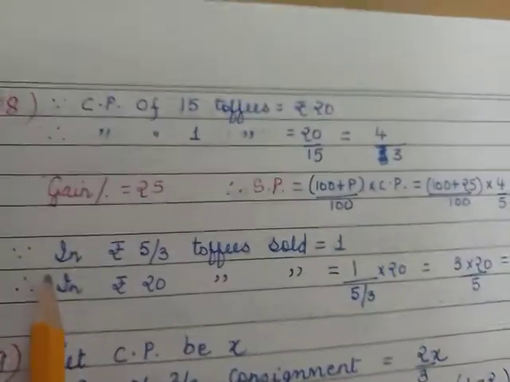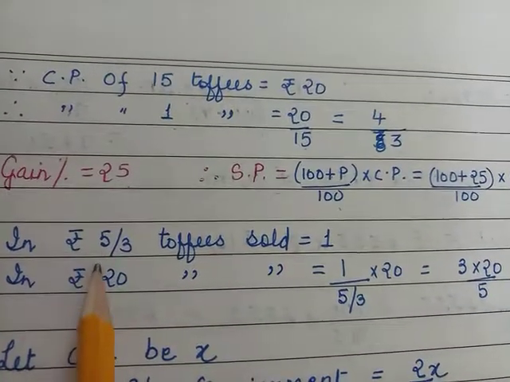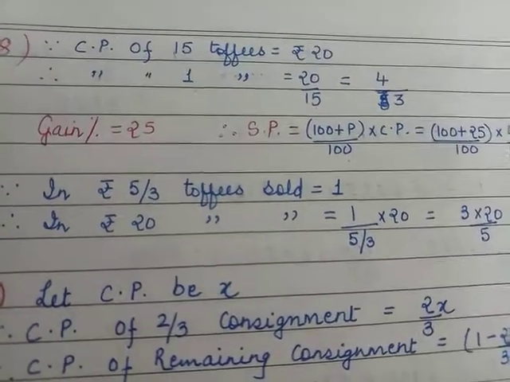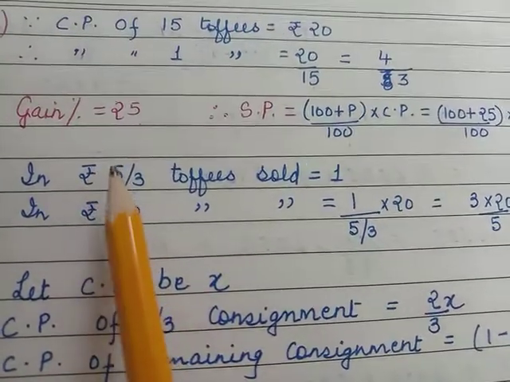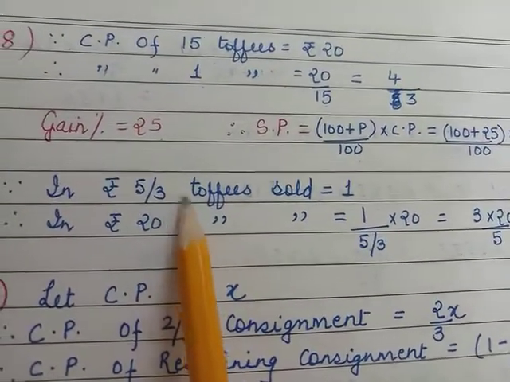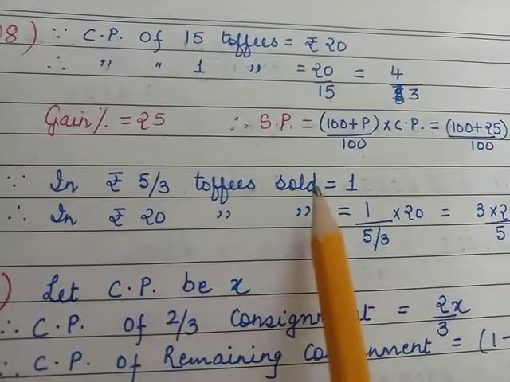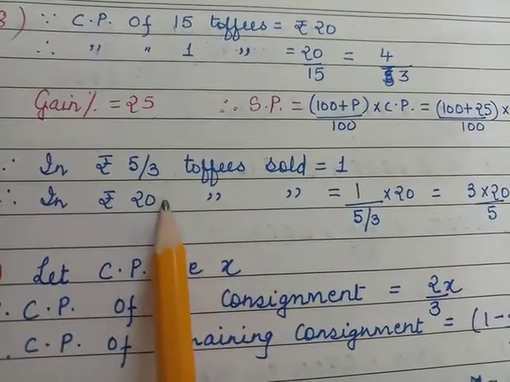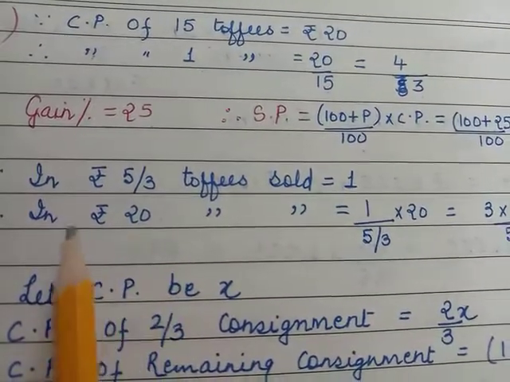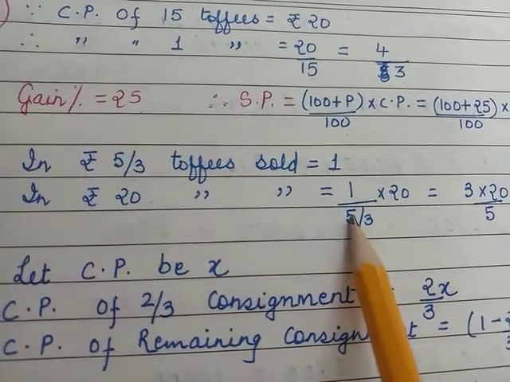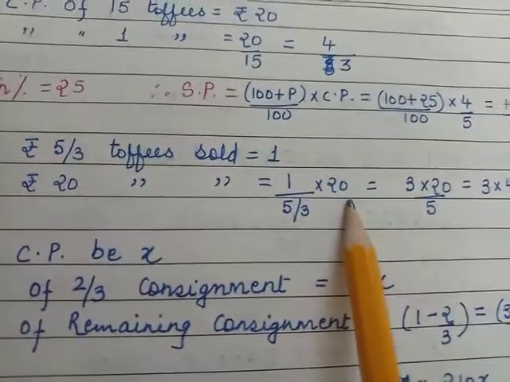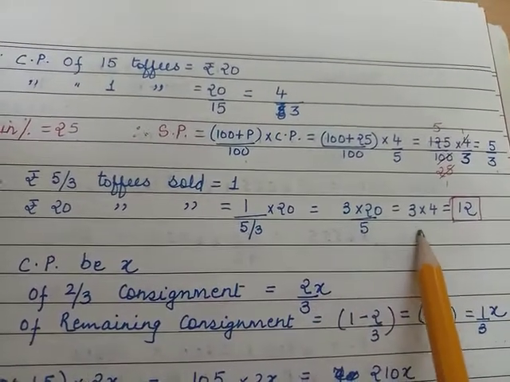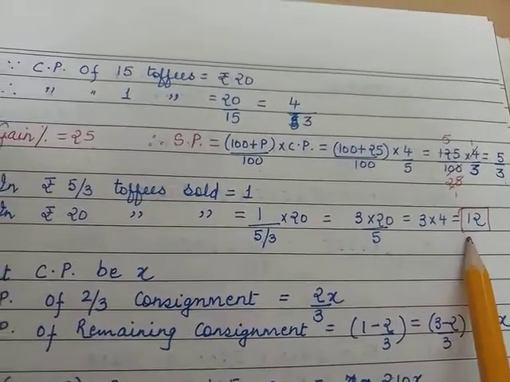Now, the selling price is rupees 5 by 3 when one toffee is sold, because we calculated above that the selling price of one toffee is 5 by 3. So for 5 by 3 rupees, we have toffees sold as 1. So in 20 rupees, we are looking at how many toffees can be sold. In 20 rupees, it will become 1 upon 5 by 3 into 20. That becomes 3 into 20 by 5, and that becomes 12.